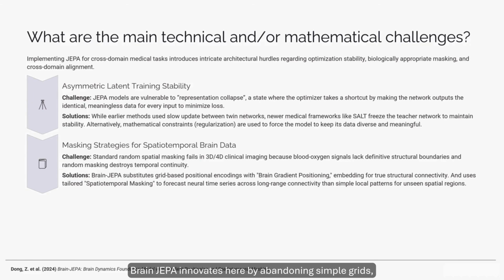Brain-JEPA innovates here by abandoning simple grids and using brain gradient positioning. It maps the brain based on functional connectivity. It then forces the model to focus on neural time series across long-range connections for unseen spatial regions rather than letting it rely on simple local patterns.